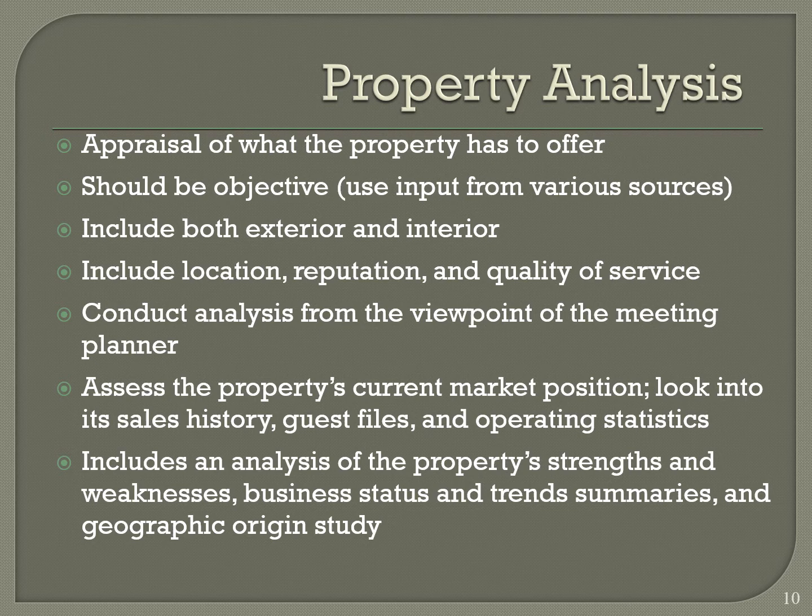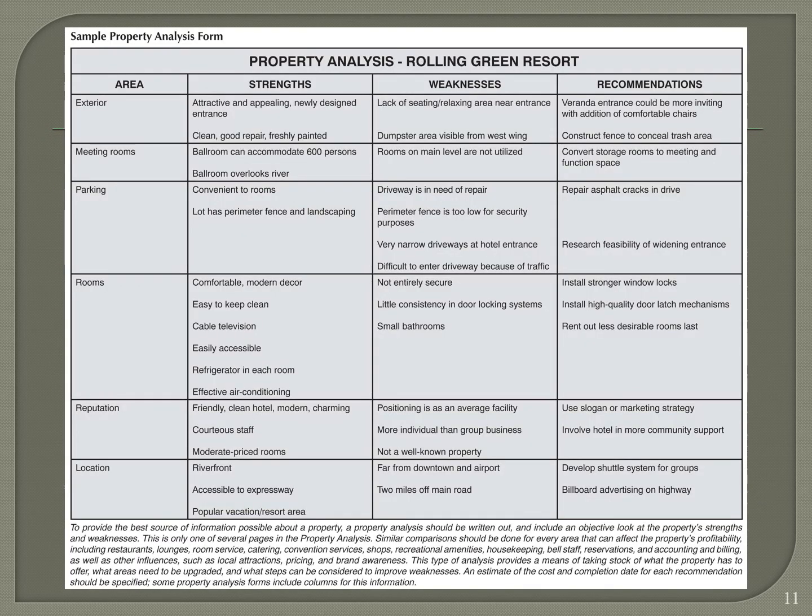So your property analysis, we kind of went over this a little bit already. Look at our past operating trends. What was our occupancy? What was our ADR? All those things as we're looking towards establishing that marketing plan. Okay, so looking here, this is our property analysis of the Rolling Green Resort. We have a variety of areas: exterior, meeting rooms, parking, reputation, and location. And we have strengths, weaknesses, and recommendations.